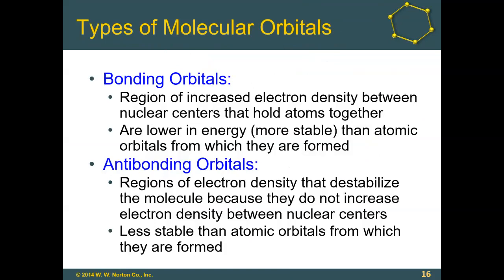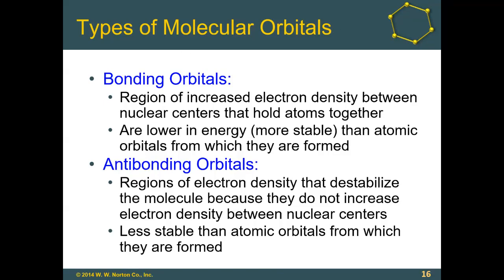Bonding orbitals are a region of these molecular orbitals that increase the electron density between the atoms, between the nuclear centers. If that happens, then the energy is lowered for the molecule, and it's more stable than the atomic orbitals from which they're formed. And so the molecule is more stable as a molecule than as the separate atoms. If these molecular orbitals don't increase the electron density between the atoms, if they actually push that electron density away from the nuclear centers, then we are lowering the stability of the molecule if we put electrons into those orbitals.